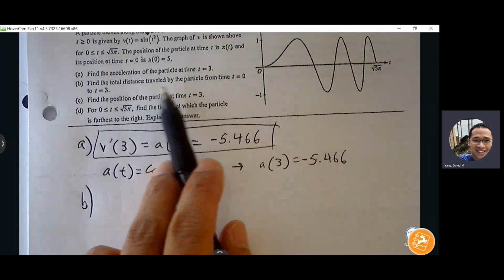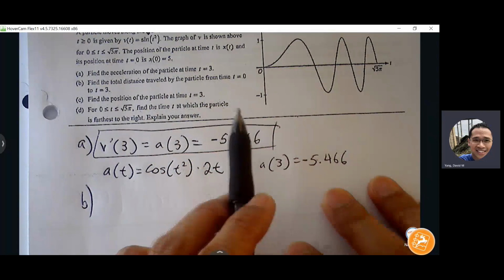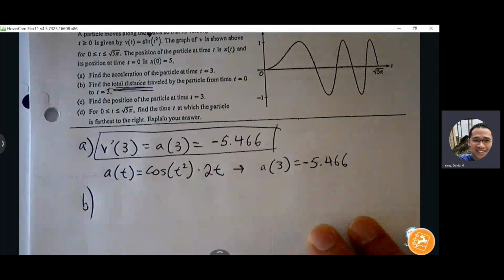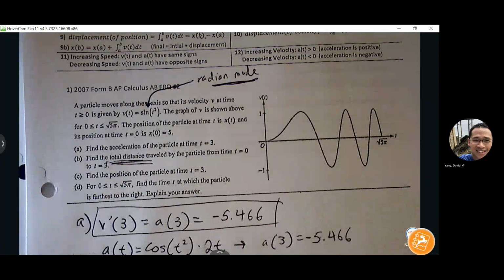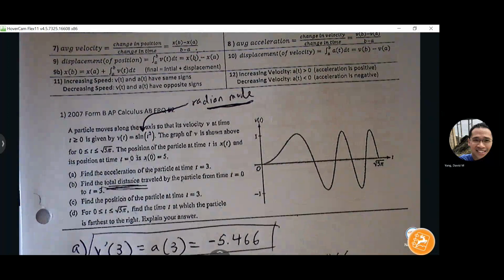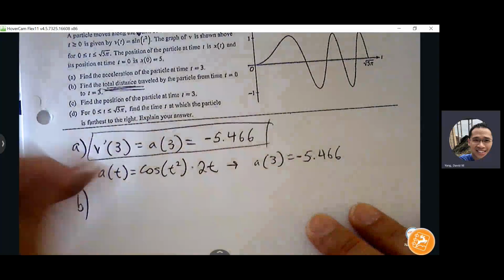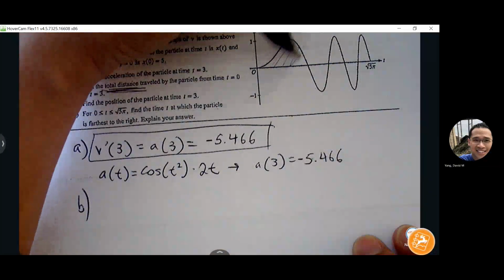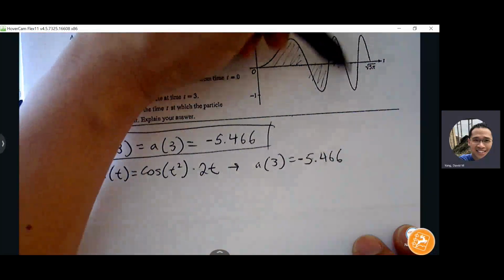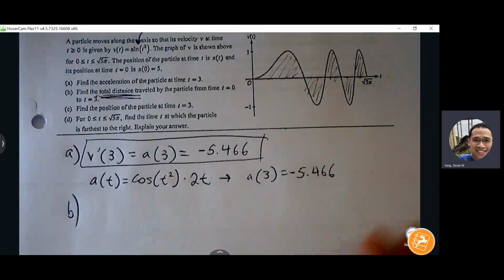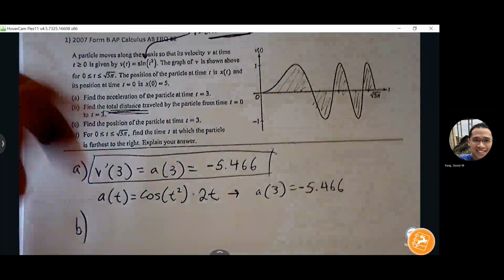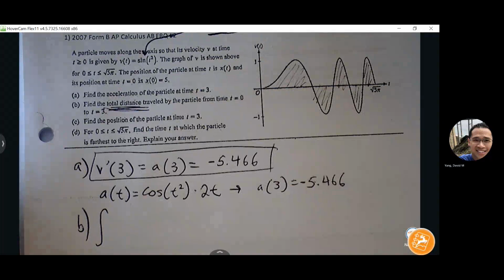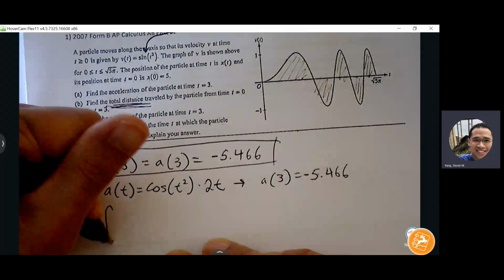Part B, find the total distance traveled by the particle in the time interval from 0 to 3. What's the formula for total distance? We have to involve an integral, but since we only want total distance rather than displacement, where we keep track of all the positives and negatives, we want everything to be positive. How do we get that to happen? Absolute value. Yep. So the integral of the absolute value of v of t.